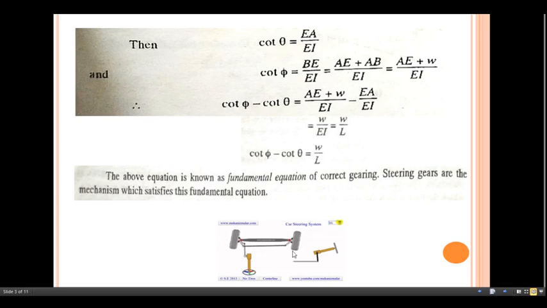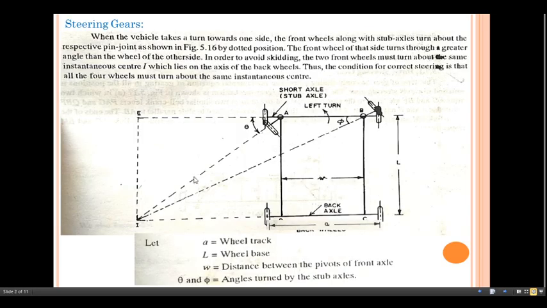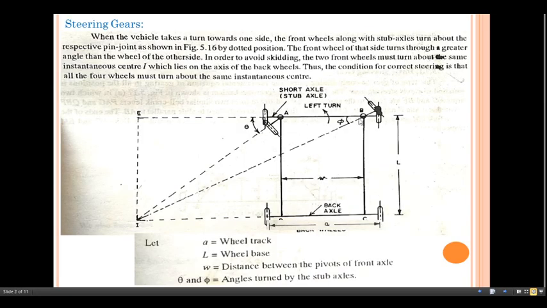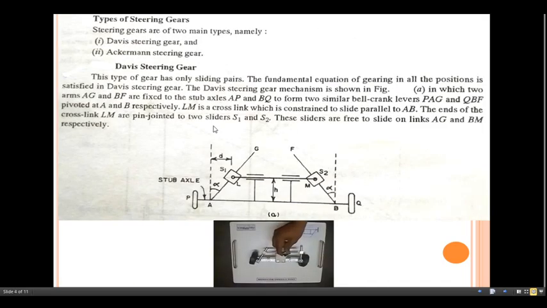Now look here, we have an animation available. In this way you can see the steering gear. From the geometry, that relation is developed: cot of phi minus cot of theta equals W divided by L. For that we consider these two triangles, this one and this one, simple. Let us move towards the types of steering gears.